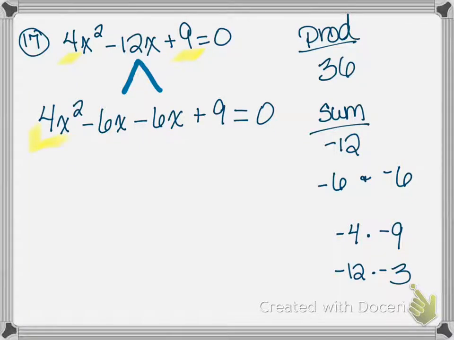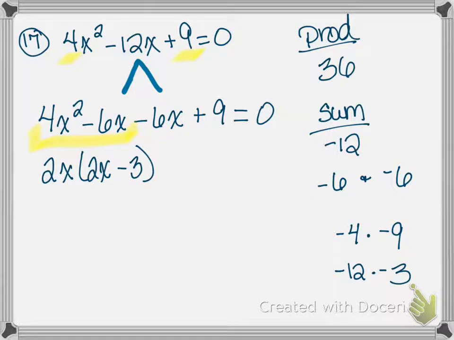So now I'm factoring by grouping. I'm going to look at what goes into 4x squared and negative 6x. And the answer to that is a 2 and an x. It goes into both of those. And so 2x times 2x gives me 4x squared, and 2x times minus 3 gives me minus 6x.